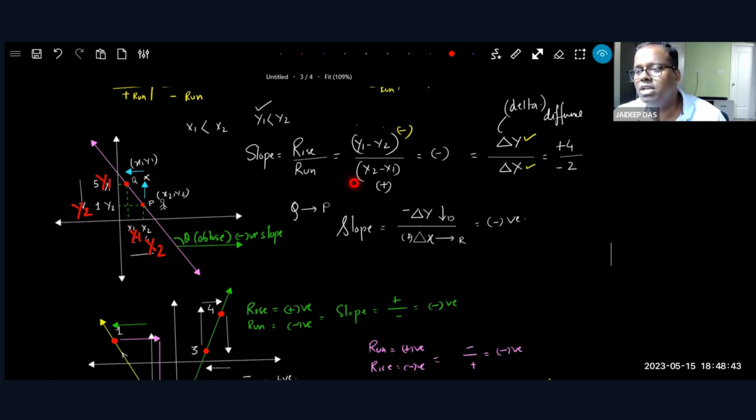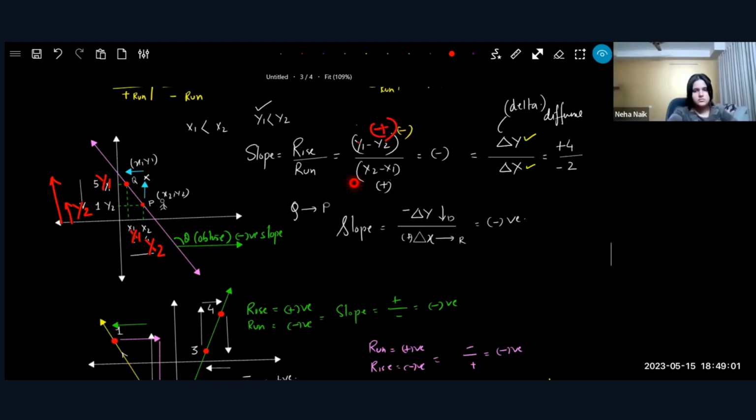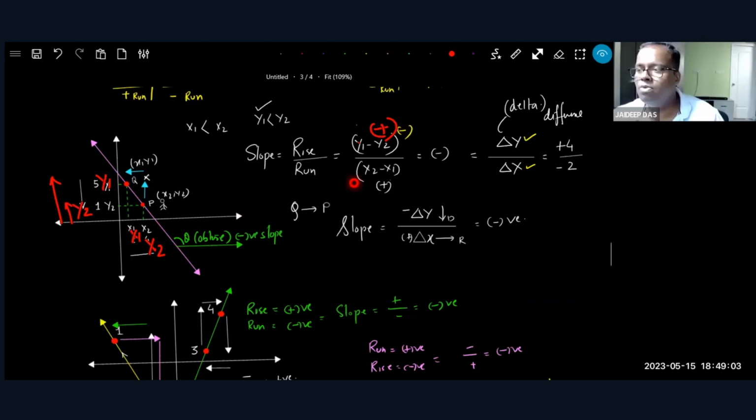So y1 has a greater value. y1 is this far from here and y2 is only this far. So y1 is bigger, y2 is smaller. Therefore, if you do y1 minus y2, you should get a positive value because y1 is bigger, and this is wrong here. And if you take y1, then here also you should take x1. Then x1 minus x2 will be negative, because x1 is smaller.